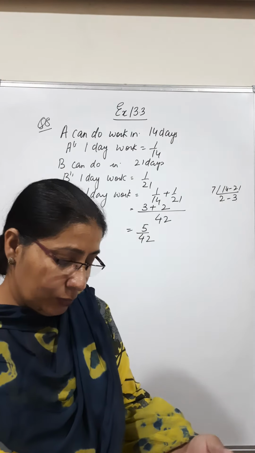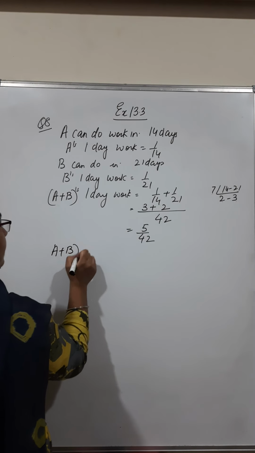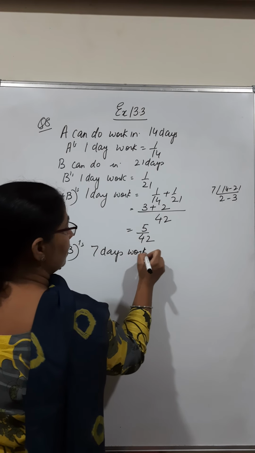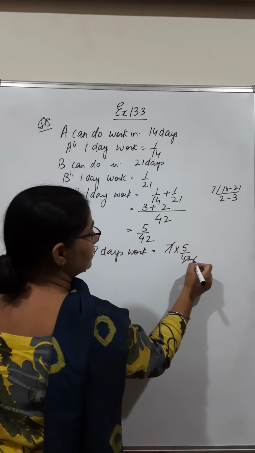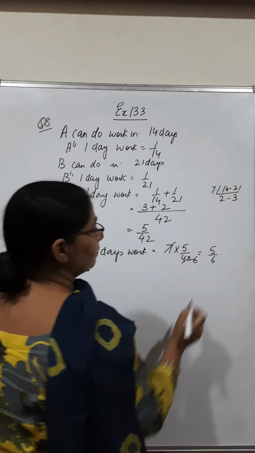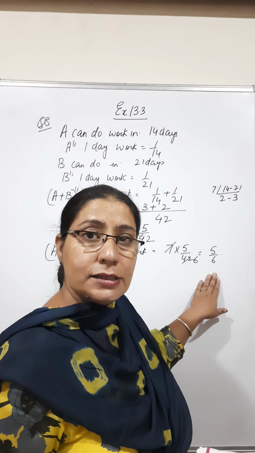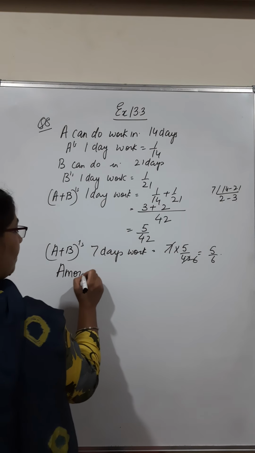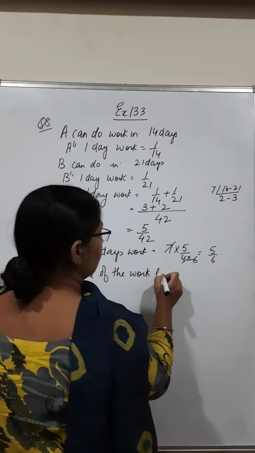So what is happening now? First of all, they work together. For how many days together? 7. So A plus B's 7 days work will be equal to 7 multiplied by 5 by 42. 7 6s are 42. This becomes 5 by 6. Now beta, this much of the work is done. It's completed. So what is the amount of the work left?